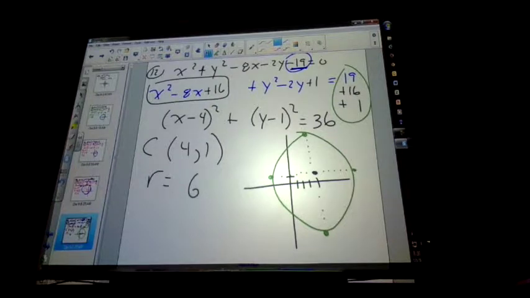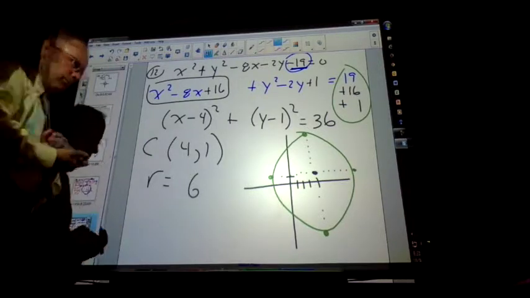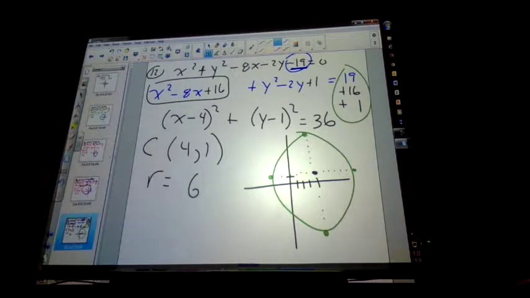What does it mean if a circle was, say, tangent to a line? What is it, if something's tangent to something else? Touches it how many times? Once. Okay, so you might know that as tangent to a line.